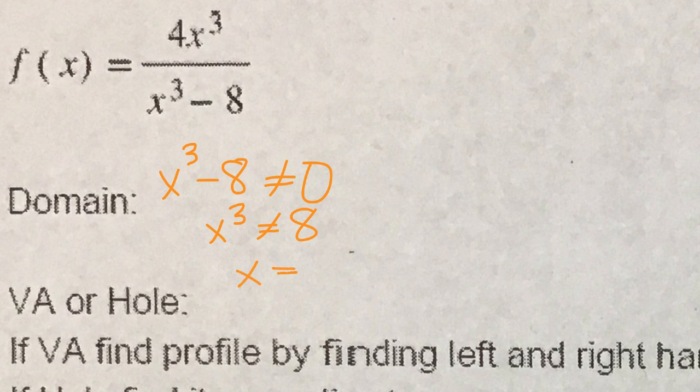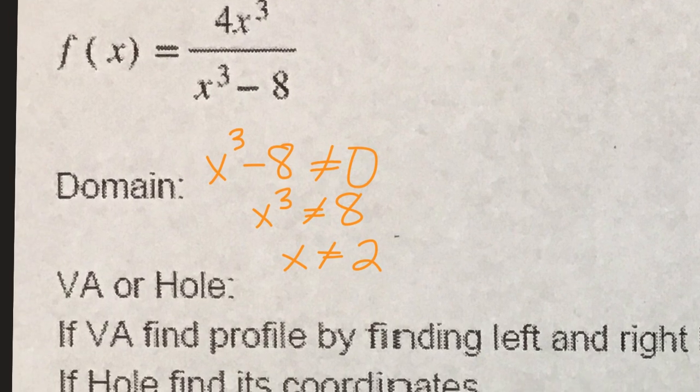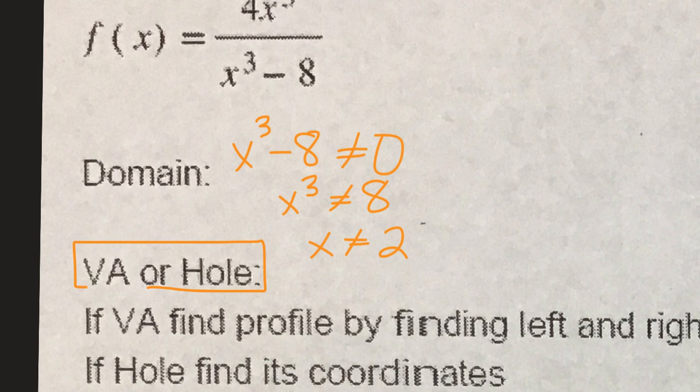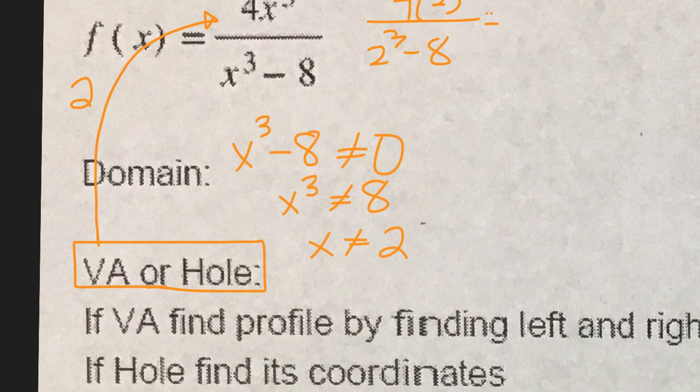It turns out that those restrictions either tell you it's going to be a vertical asymptote or it's going to be a hole in your rational graph. So that's one of the reasons why we find the domain, because those are your potential vertical asymptotes or holes. The way we decide if it's a vertical asymptote is when you plug positive 2 back into your equation. We get 4 times 2 cubed divided by 2 cubed minus 8, which I believe is 32 divided by 0.